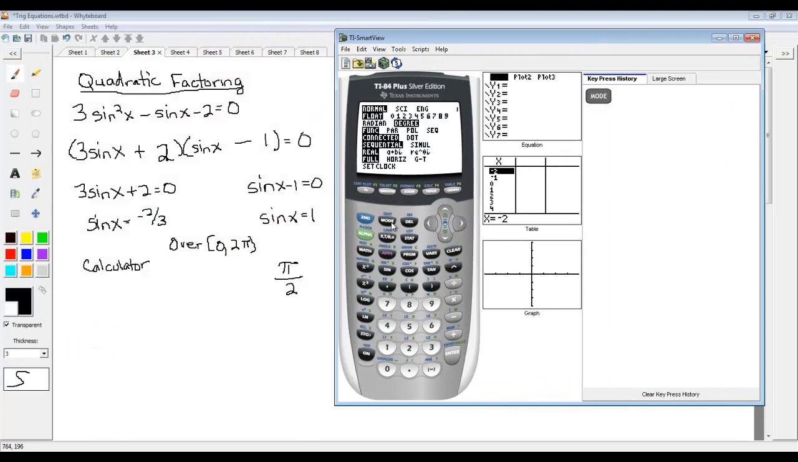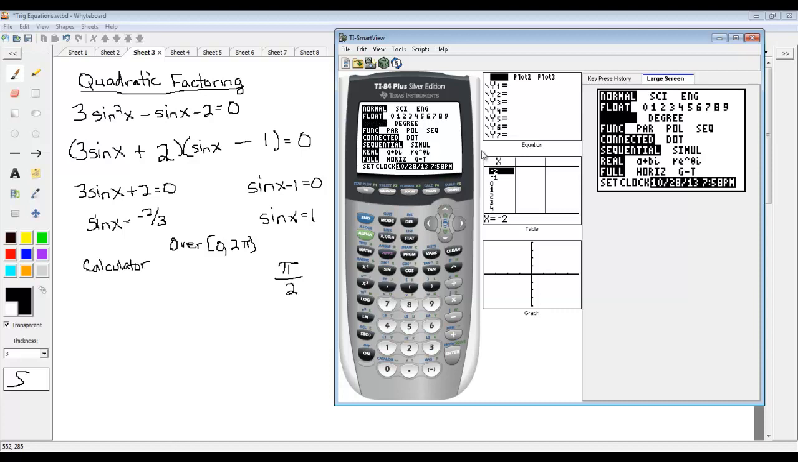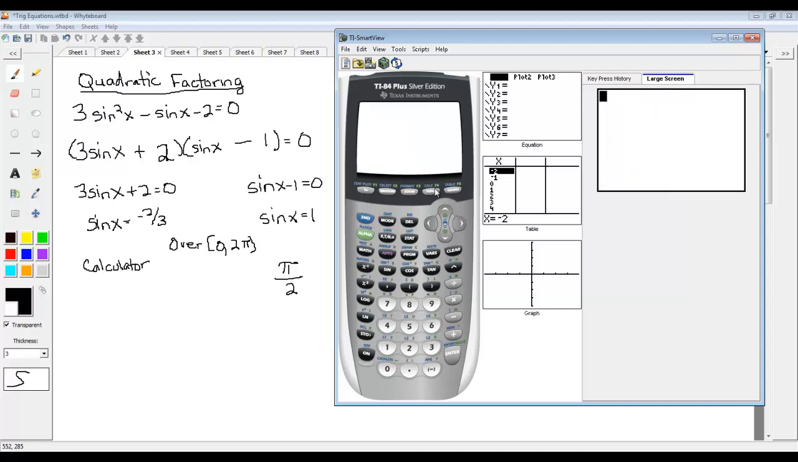Alright, let me check my mode. Since we're doing it over 0 to 2 pi, we're doing things in terms of radians. So I better make sure I'm in radian mode. There we go. So then to do sine x equals negative 2/3, I can do inverse sine of negative 2 divided by 3. And I get this. I get negative 0.7297276562.